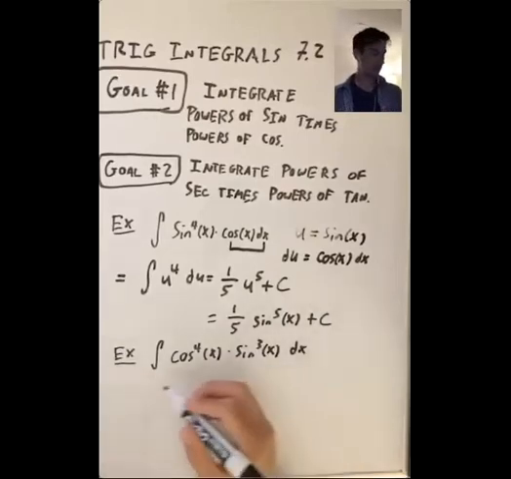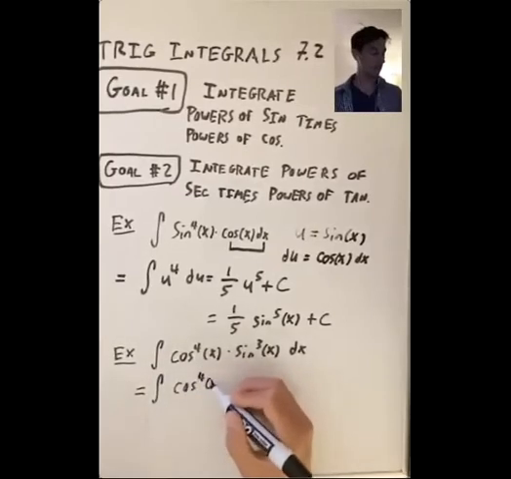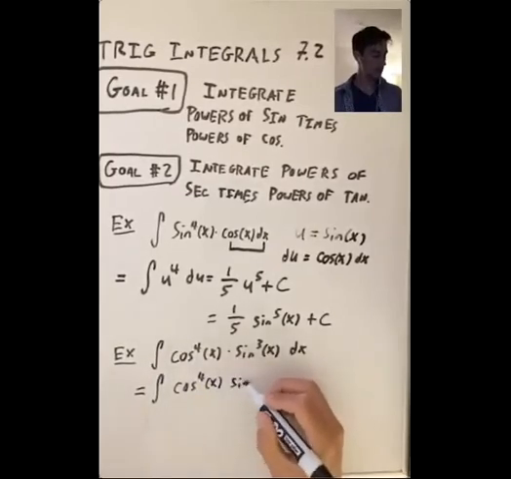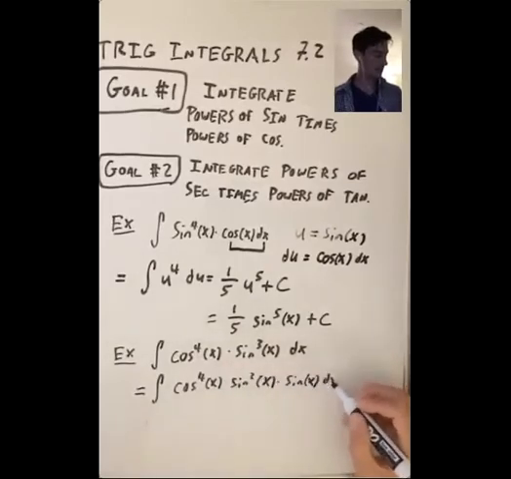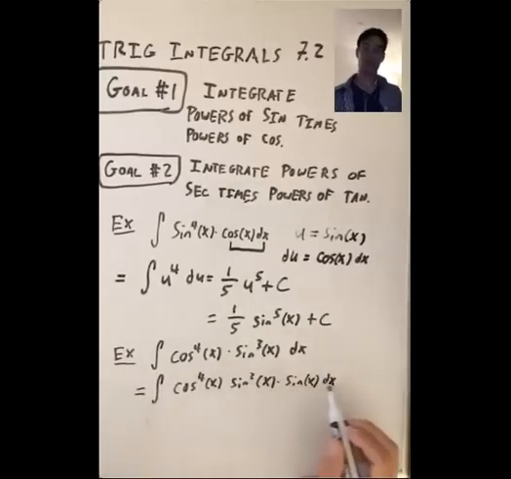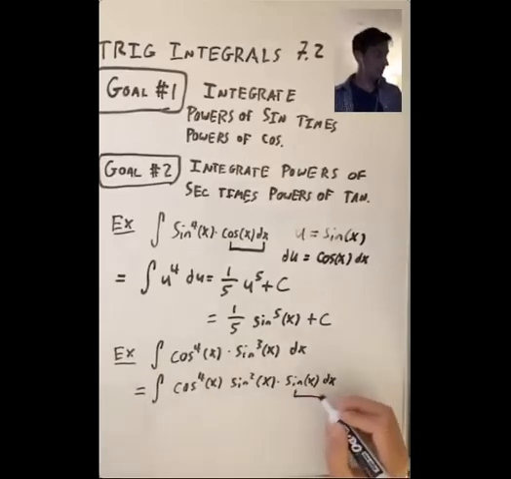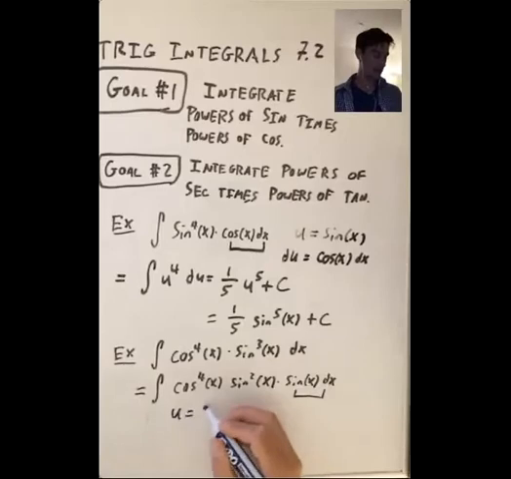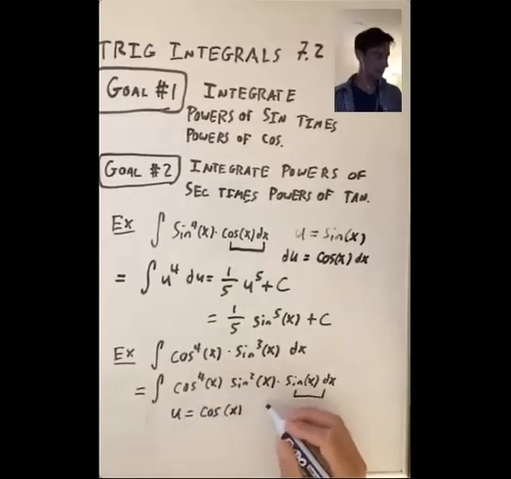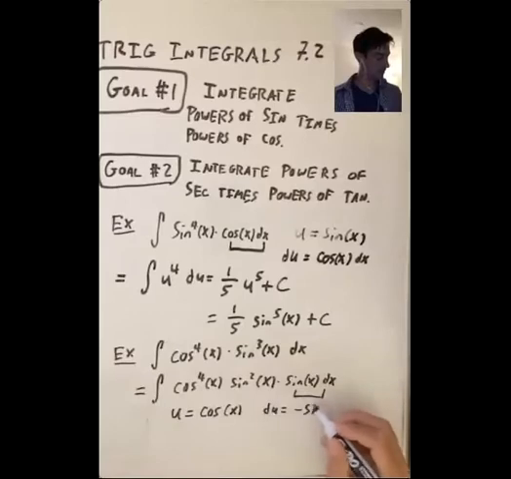This one is a little trickier. One way to think about it is this integral is equal to the integral of cosine to the fourth times sine squared x times sine x dx. Okay, this is true. It's not totally clear why you would want to write it this way. But the idea is now we have a sine x dx, which is almost equal to du if u is equal to cosine x. So if u equals cosine x, du is negative sine x dx.